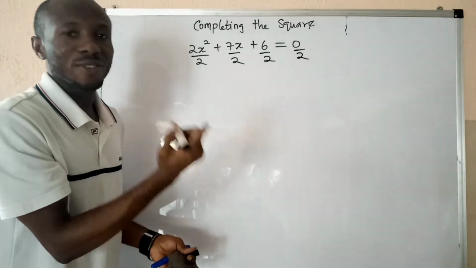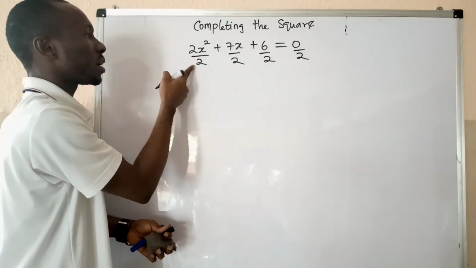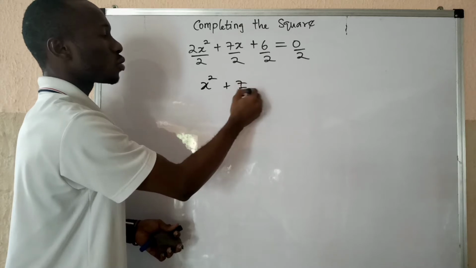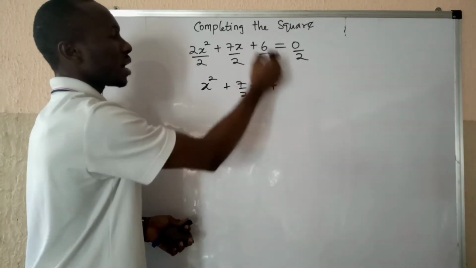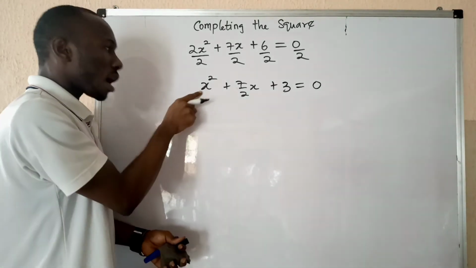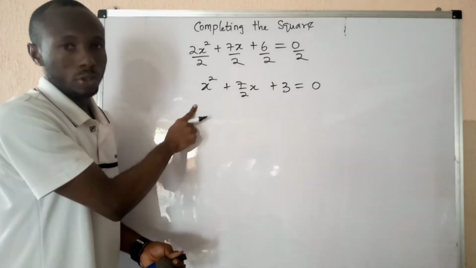Of course, don't be afraid to divide 0 by 2, because 0 divided by 2 is still 0. So 2 divided by 2 will give me 1. So I have x squared. Here I have 7 over 2 x, and I have 3 equal to 0. 6 divided by 2 is 3. Now we are going to continue, because the coefficient of x squared now is simple, it's just 1.